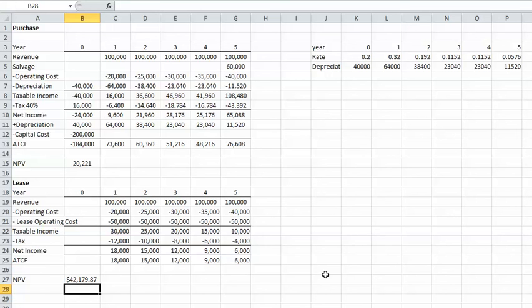In the next video, I'm going to explain how we can calculate the capital lease and how we can evaluate a project considering capital lease.